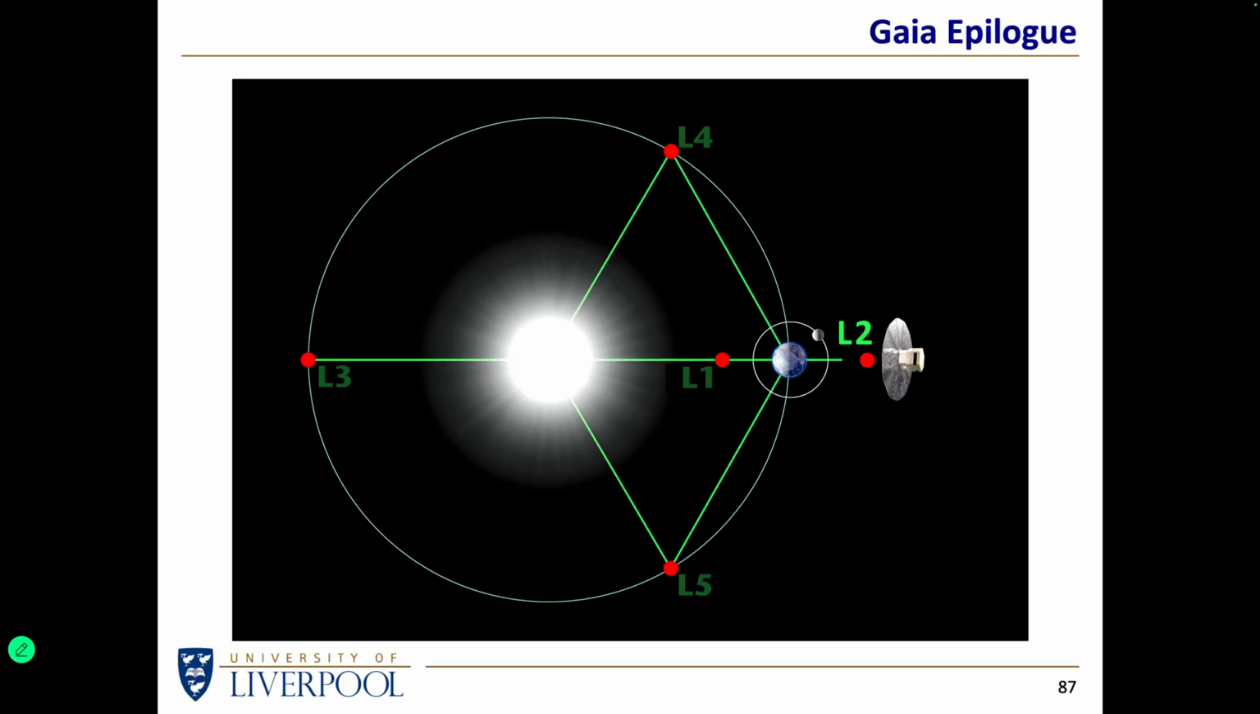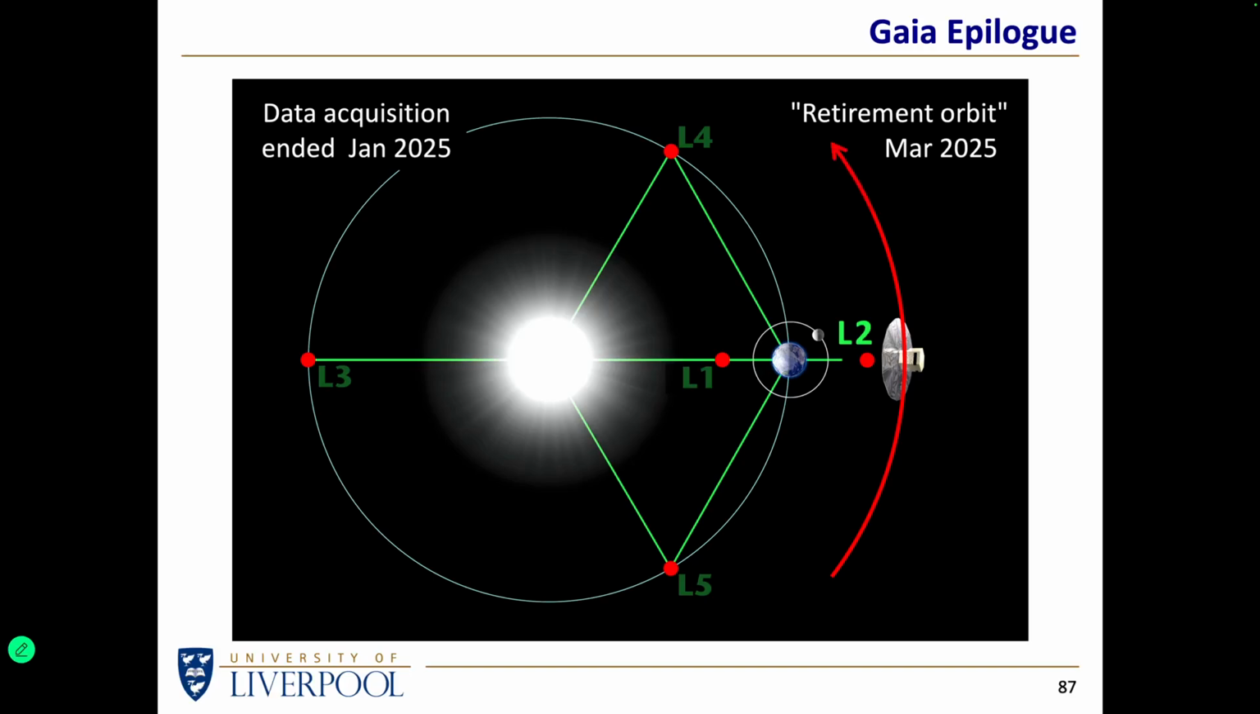So let me finish with an epilogue. The data acquisition phase of Gaia finished in early 2025, and it was put into a retirement orbit in March of 2025. Remember, for its life, it was orbiting around L2. If you give an object a nudge slightly away from L2, then effectively it just goes into orbit around the Sun, as indicated by the red arrow.